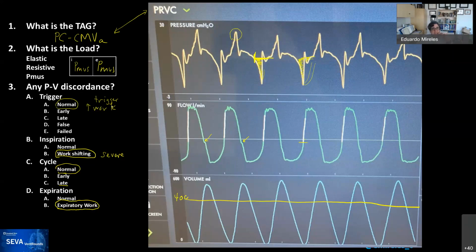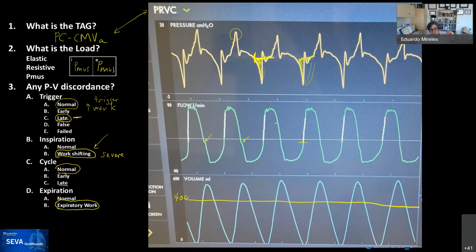So technically, this would be a late trigger because we have evidence of that, but the machine is doing as much as it can right now. So late probably makes much more sense under these circumstances. Inspiration, I do agree with you. There's severe work shifting. This patient is breathing at the baseline. And the only time that the pressure goes above is when the patient is exhaling.